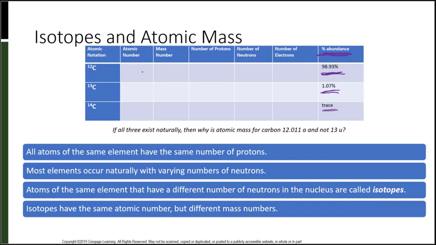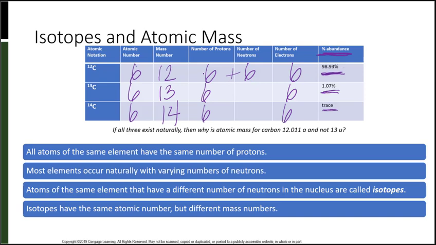The atomic number of carbon is 6, 6, 6. The mass number here, we're told it's 12, this one's 13, this one's 14. Atomic number and protons are the same, 6, 6, 6. Electrons are all 6, 6, 6 because it's neutral. Now neutrons: here I've got 6, because 6 plus 6 is 12. 7, because 6 plus 7 is 13. 8, because 6 plus 8 is 14.